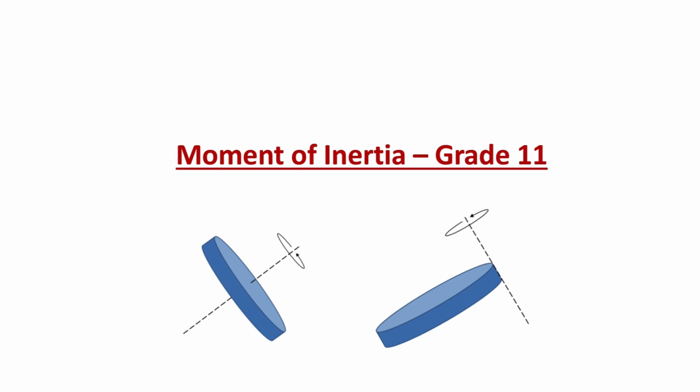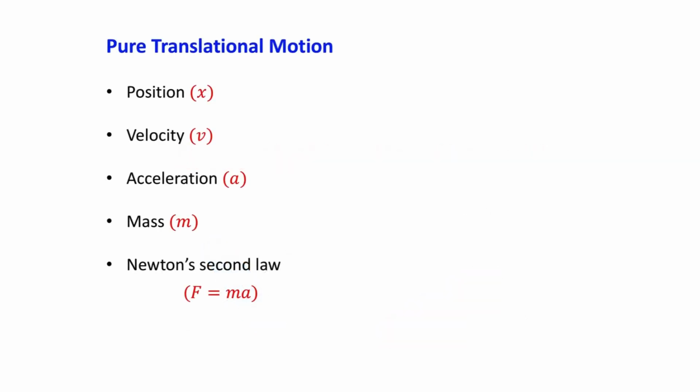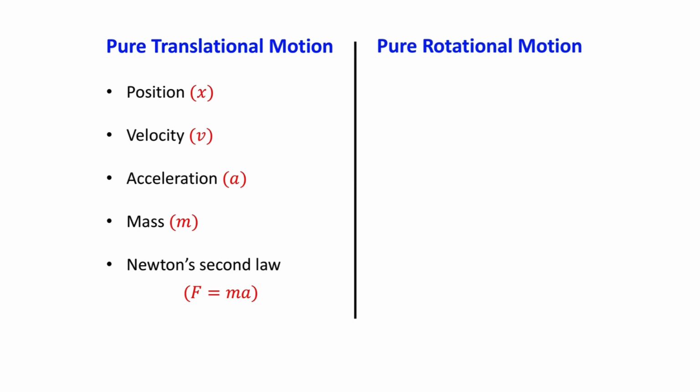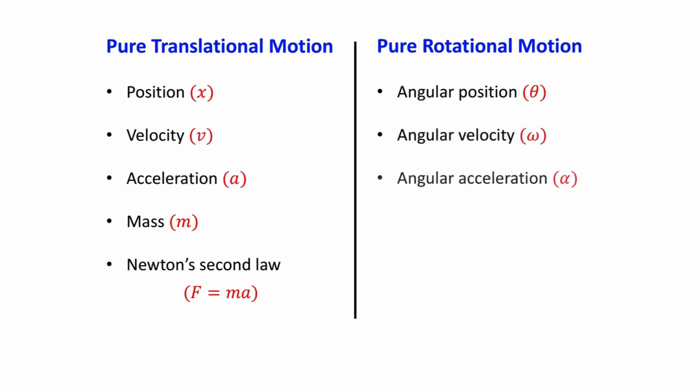Moment of inertia for grade 11. In pure translational motion, we learn about position, velocity, acceleration, mass, and Newton's law, especially Newton's second law. In pure rotational motion, the equivalent of these quantities will be angular position, angular velocity, angular acceleration, and the equivalent of mass will be moment of inertia that we presented here.